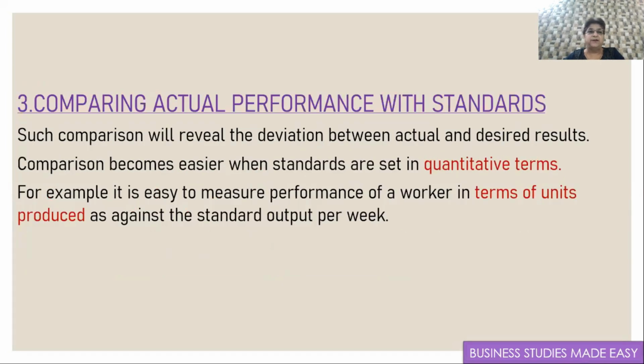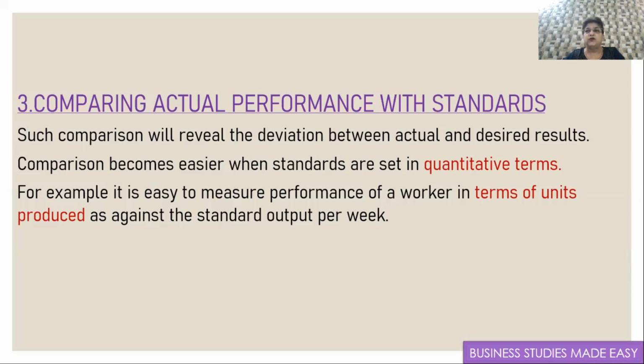Then come to the third step, that is comparing actual with performance. So whatever the worker has done, compare it with what the target is and see whether it is going on fine or not. Because you need to control it. This is the controlling process. We need to see where the deviations are.